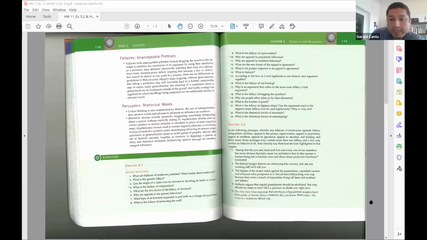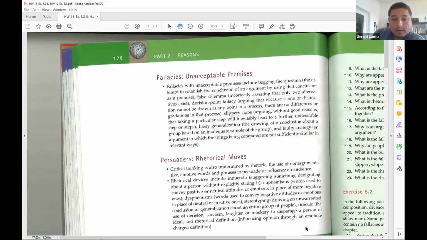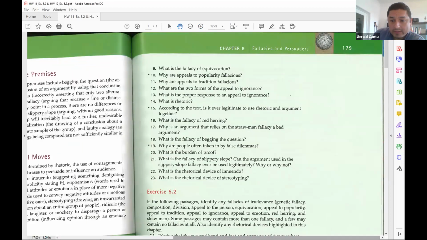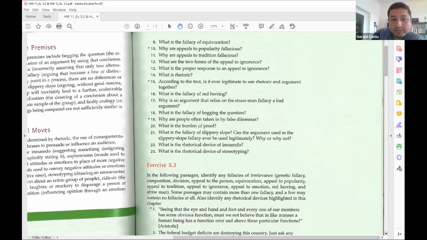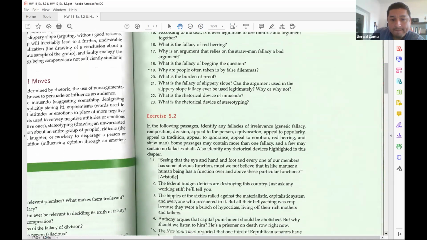Okay, so I'm going to go ahead and we have to do 5.2 for this. Let me show you what these look like. This is actually what's going to look like on the exam too. Well, it's going to be similar.